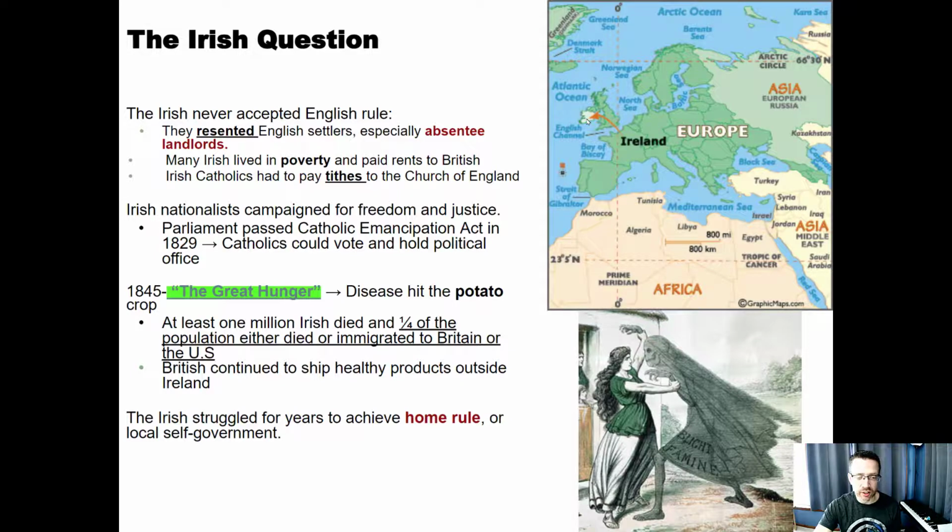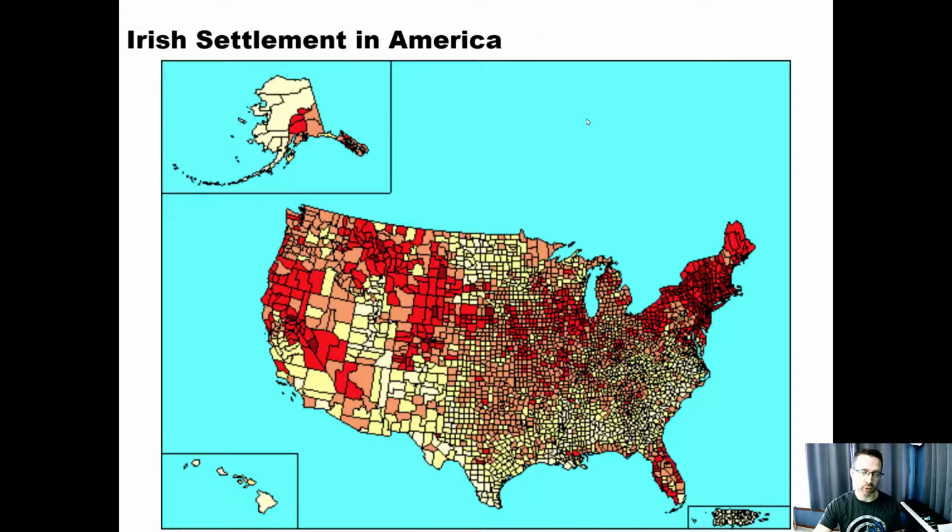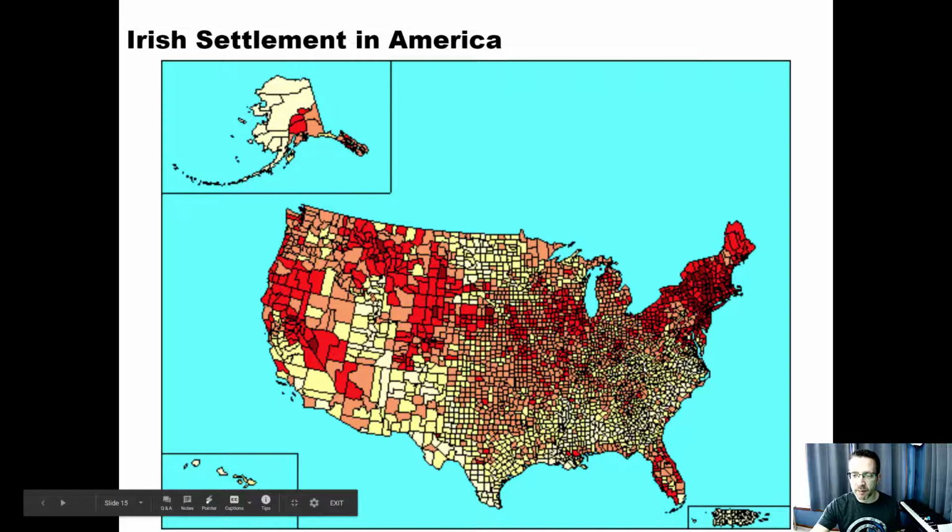So the Irish still struggled for years to achieve home rule or local self-government. Parliament waited until after World War I to put a Home Rule Act in place. So they didn't really have much control of their own country until after World War I. And the Irish settled across America all over the place. So when you think of Irish settlement, you can also think maybe Catholic settlement as well, because pretty much all Irish at that time were Catholic. But you can even see Irish communities here in Michigan as well.